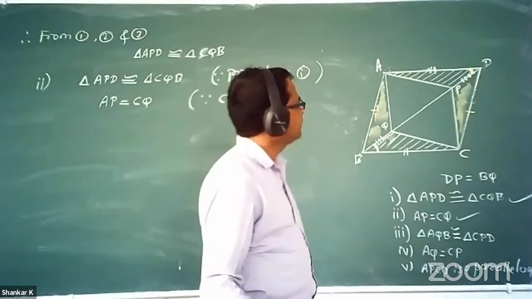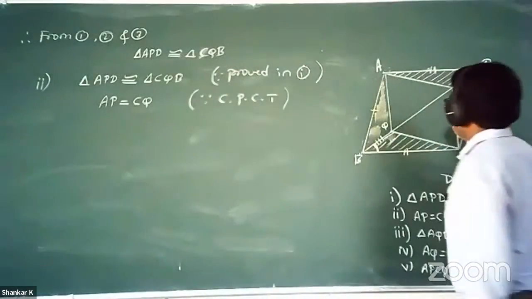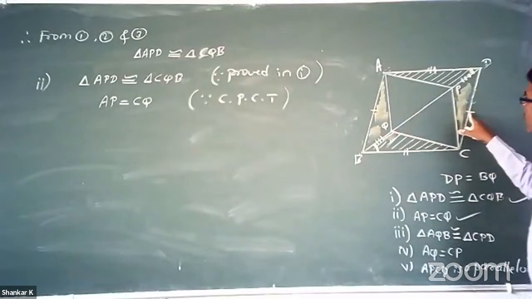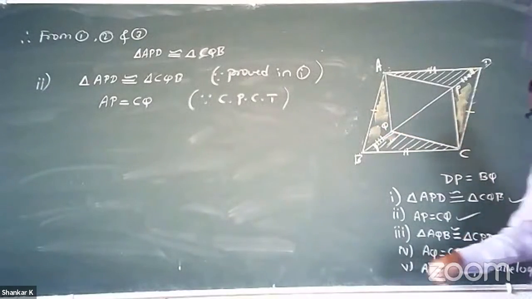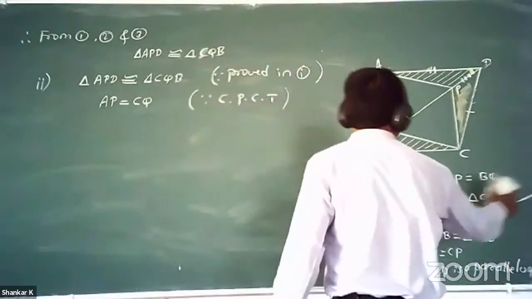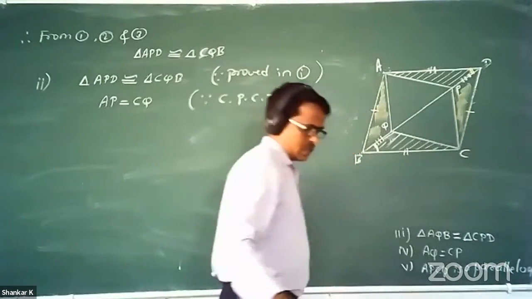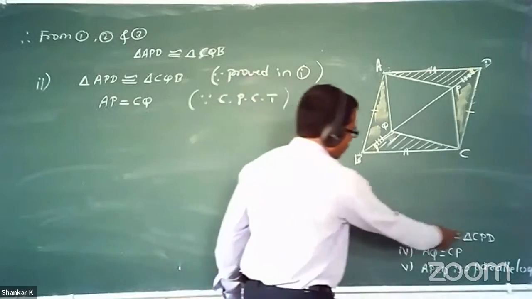Students, I want to prove these two triangles are congruent. That is always where the confusion remains. Now we want to prove it. AQB is congruent to CPD.